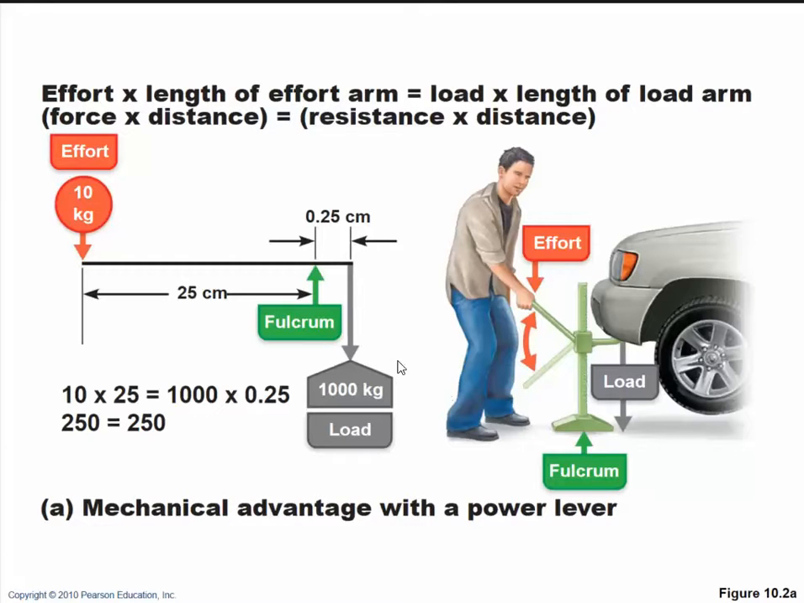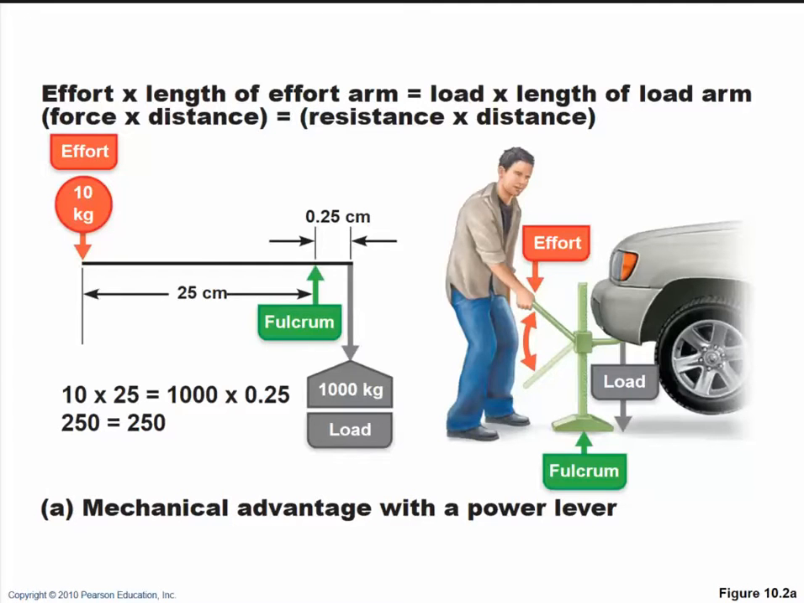And this is called a power lever. And we call this mechanical advantage. We use mechanical advantage so that it takes less effort to move the load. Now, the trade-off is that we have to move the effort a long way to get a little bit of movement of the load. And that's why you have to move the handle of the jack so far to raise the load up one click on the jack.